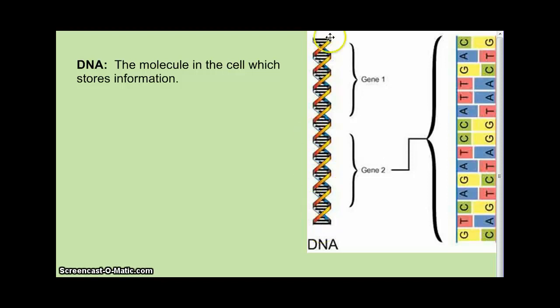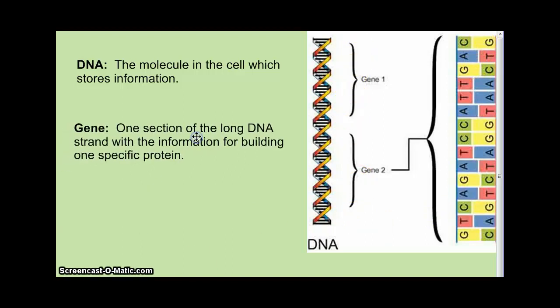On a section of DNA there will be many individual pieces of information. So the whole DNA strand gets divided up into chunks or sections, and each section contains one piece of information. Think of the individual letters as forming words, and then think of one entire gene as sort of being a sentence that tells the cell how to build one thing. So on this section of DNA here, we see there's a gene right here and there's a gene right here. So genes are defined this way. They're one section of the long DNA strand with the information for building one specific protein.